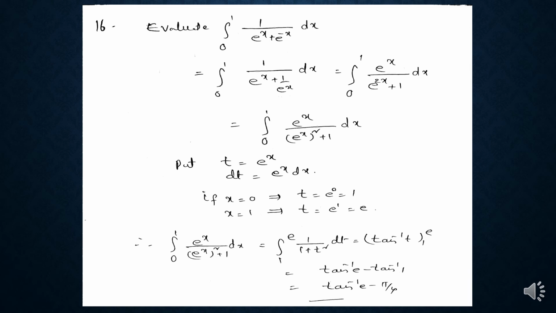Now we have to integrate this function. What is the substitution here? In the numerator we have e power x, in the denominator e power 2x. In the denominator, e power 2x can be written as (e power x) whole square plus 1. So what will be the substitution here? If we put e power x is equal to t, then what is dt by dx? That is equal to e power x. So dt is equal to e power x into dx.